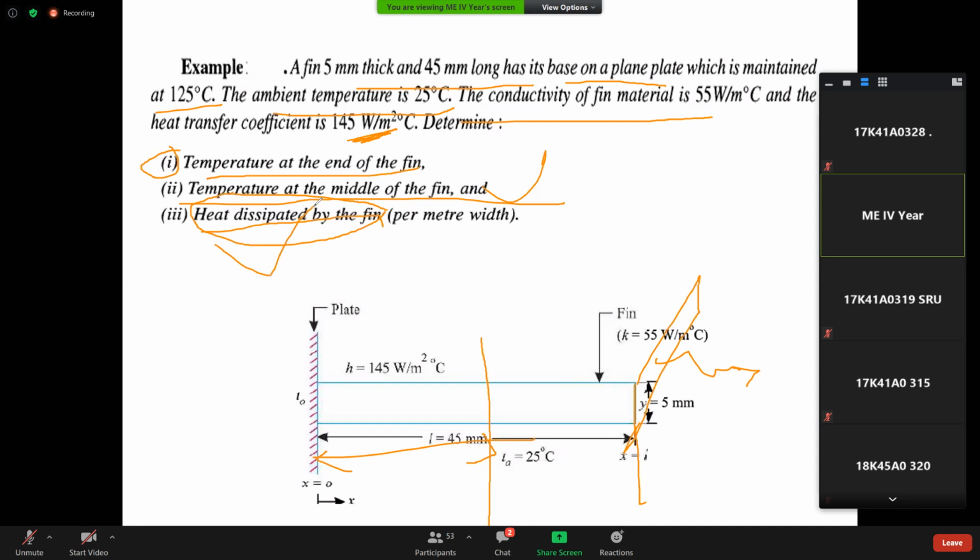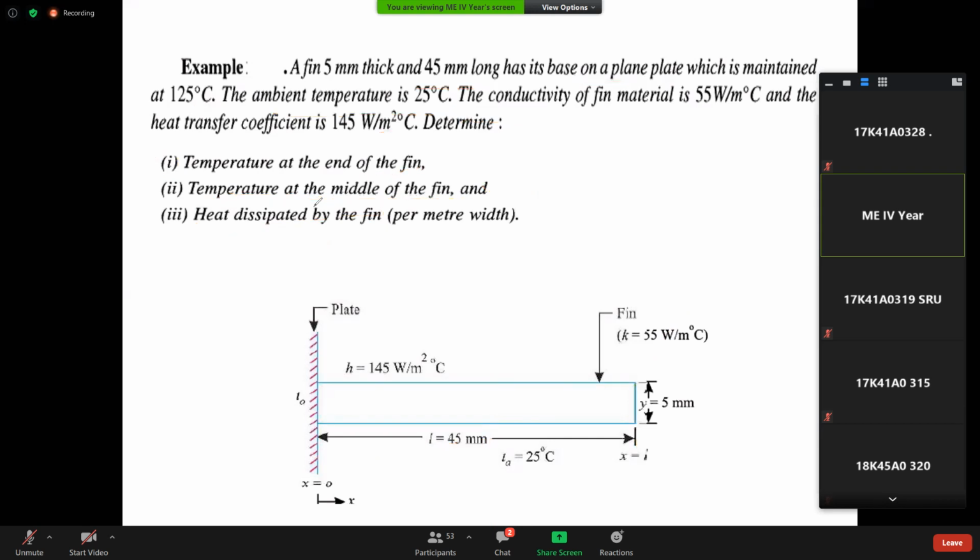Heat dissipated by the fin. Sometimes you will hurry about it, and the case has not been given. Read the complete question, so that you find it in the question. We cannot do it together in two cases.